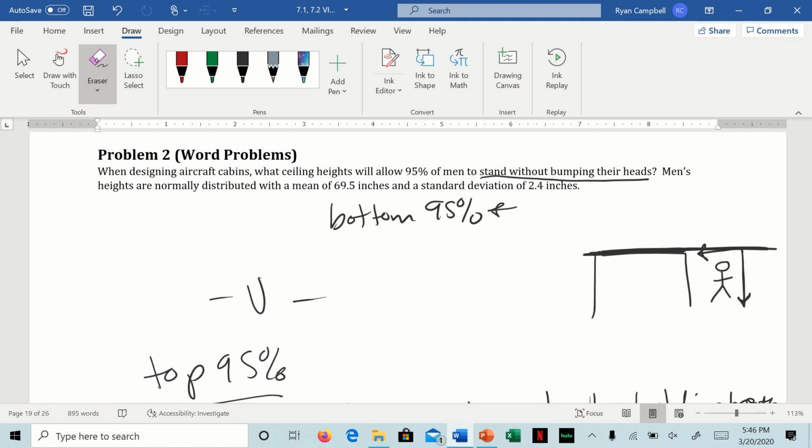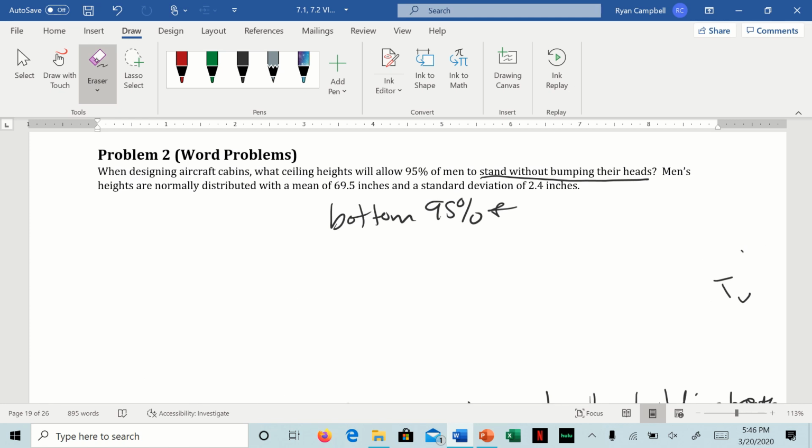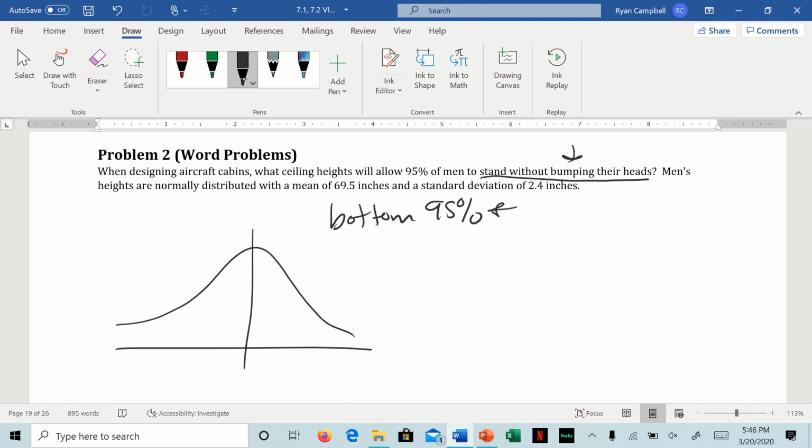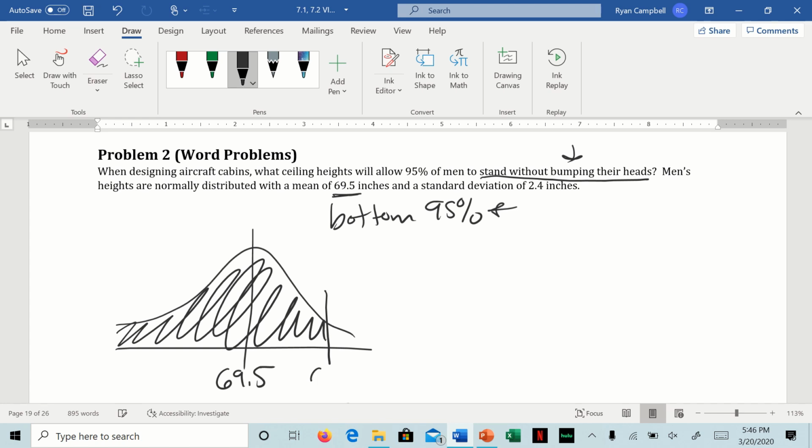All right, so unpause. Let's go back to this problem. So we know that it is a bottom 95% because it's people who are standing without bumping their heads. So we draw our graph, normal distribution. So what number goes in the middle? We see that it is 69.5. So bottom percentage, we come from the left. If we go up to the mean, too far or not far enough? Not far enough. We need 95%, right? It needs to go over half. So we shade everything to the left, and that's 95.